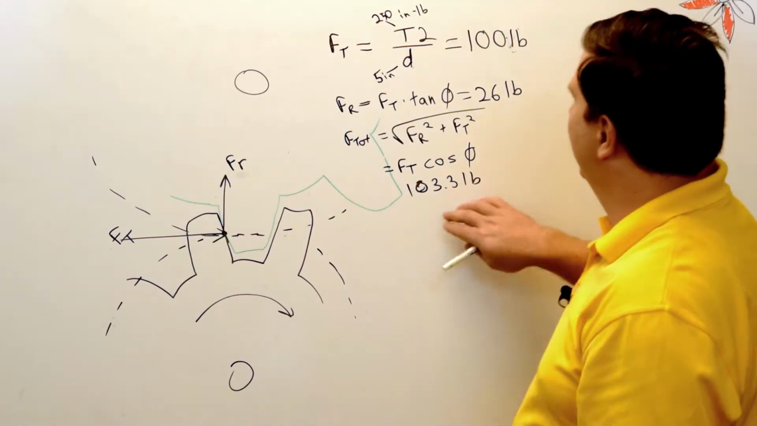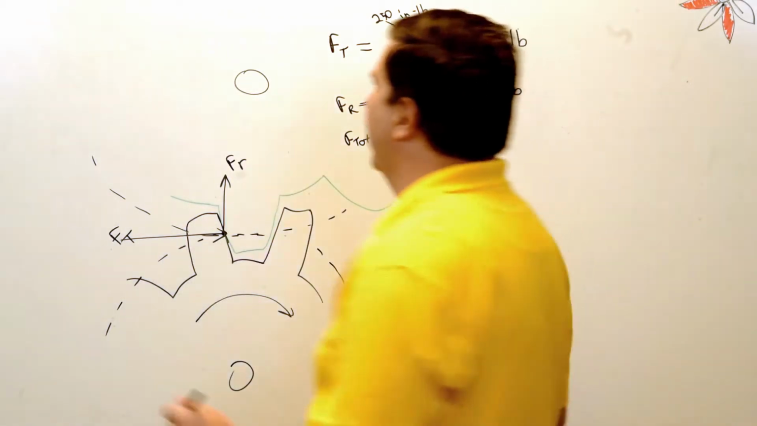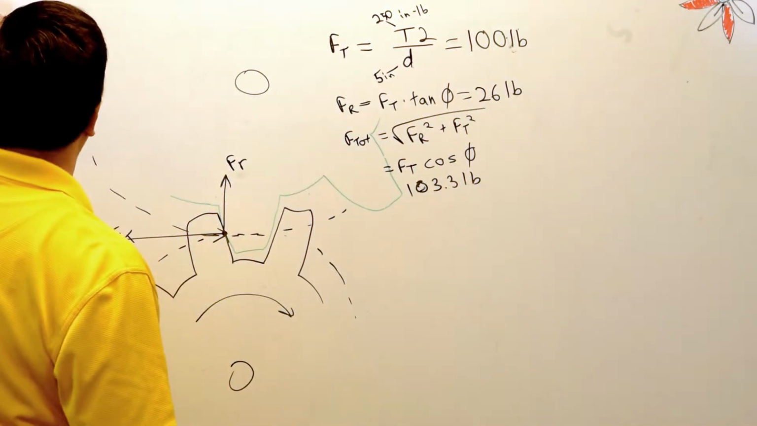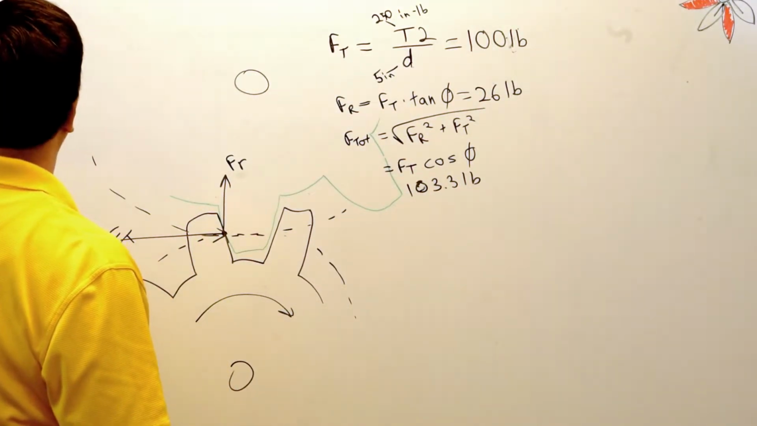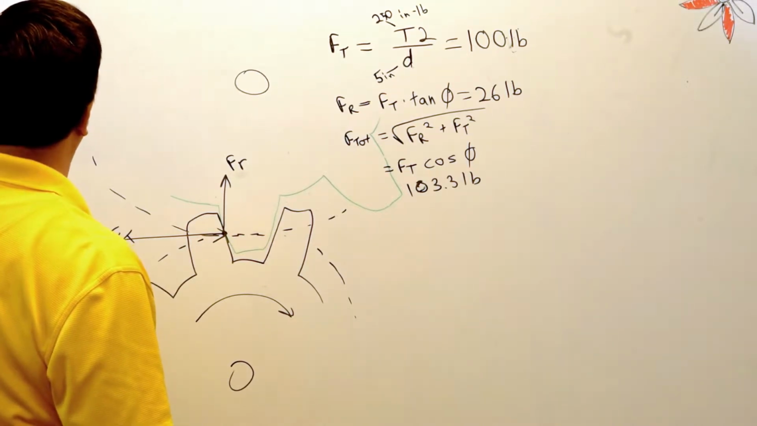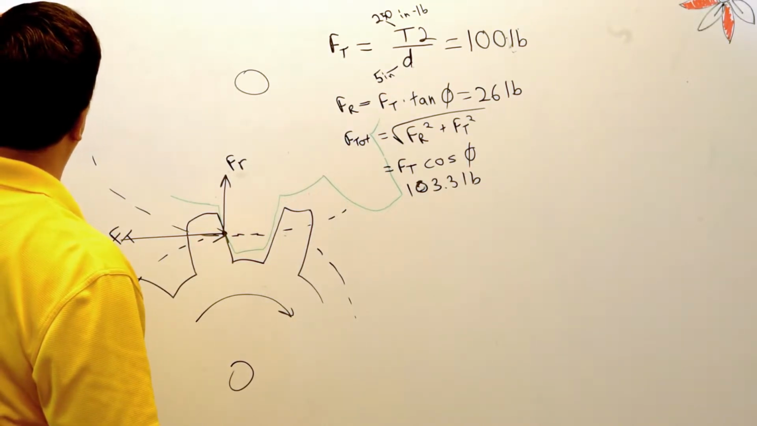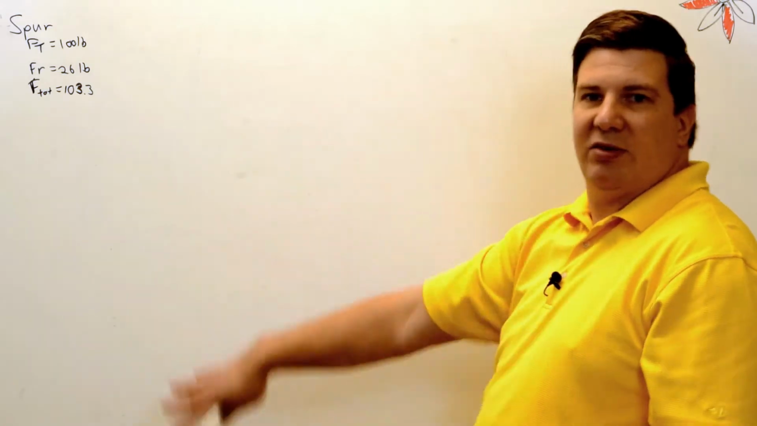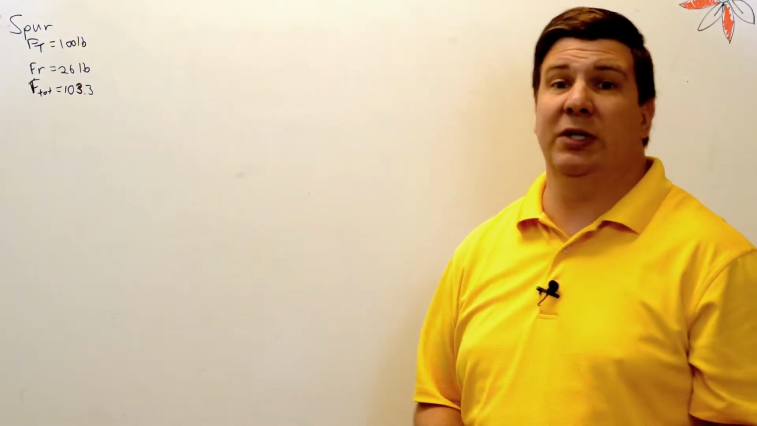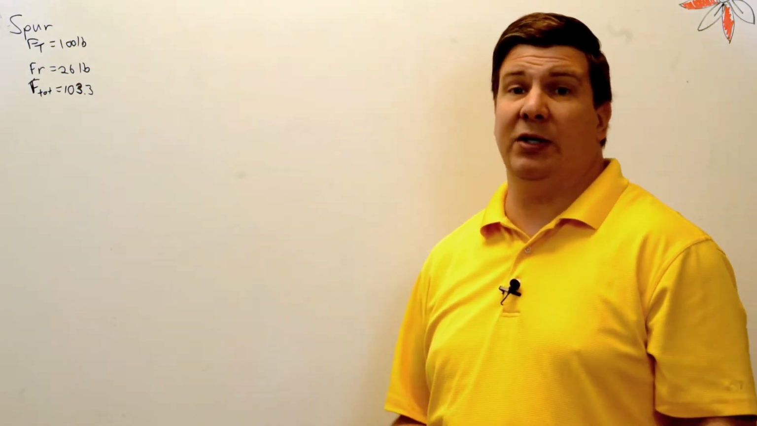So I'm going to write these numbers down over here, and then I'm going to erase other things. So this is for spur gears, by the way. And now I've saved that data and I've erased everything else because I want to move on to helical gears and how they're different in the calculation.